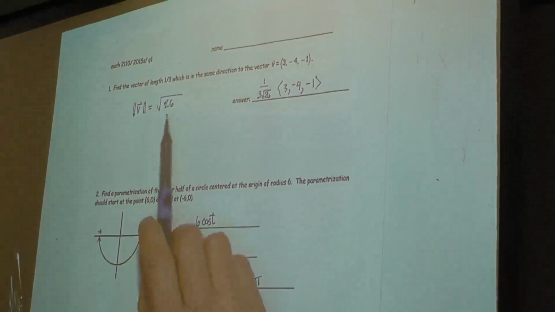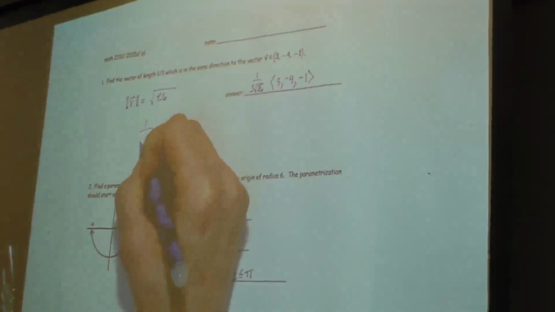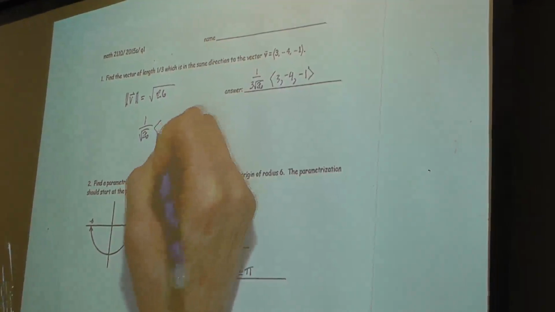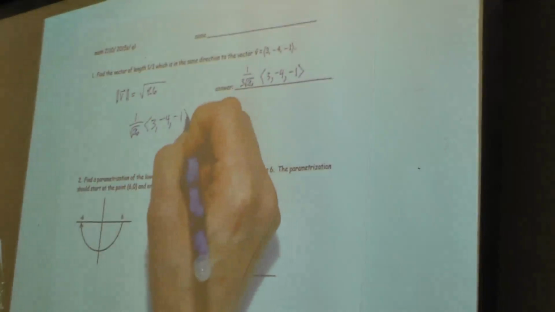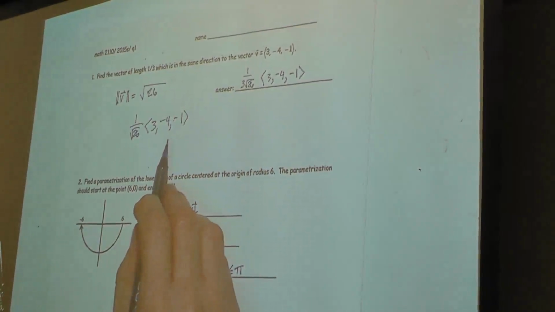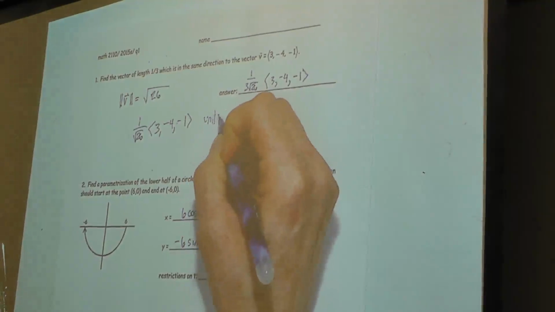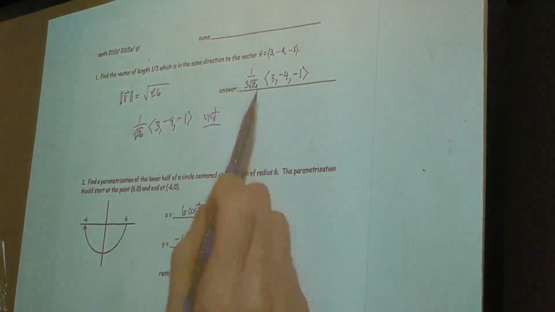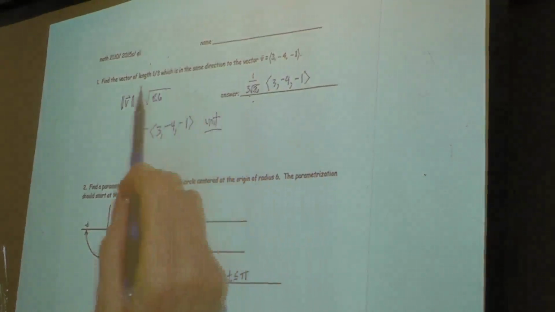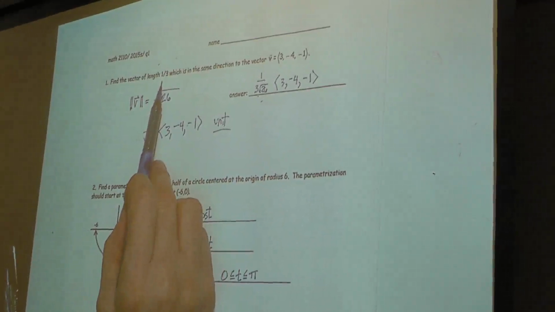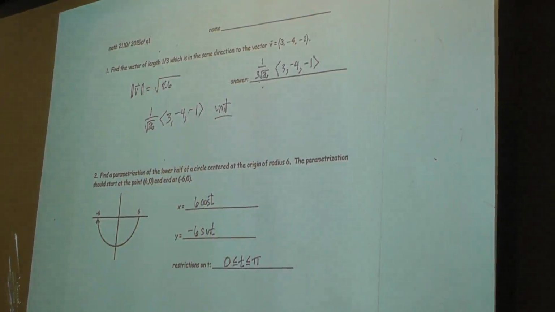The magnitude of V is square root of 26. So this is a unit vector in the same direction. I don't care if you distribute that into the vector or not. That's of length 1. And then once I've shrunk the vector down to length 1, or possibly expanded it, I multiply by my desired length. Okay?